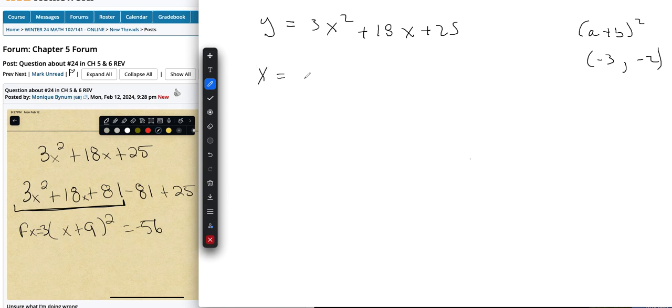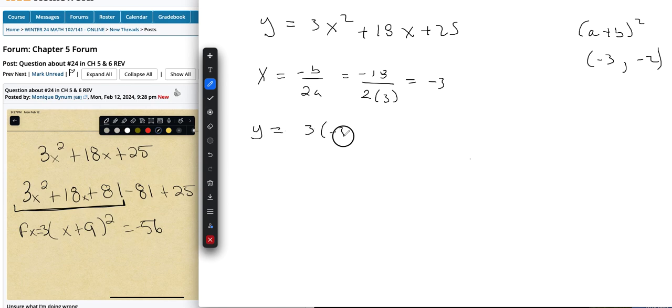So if I do x equals negative b over 2a, b is 18, and 2a, so a is 3, negative 18 over 6, so that's negative 3. And there I just got the x coordinate of the vertex. I'll plug that back into here, and then I'm going to get the y coordinate to go with it.